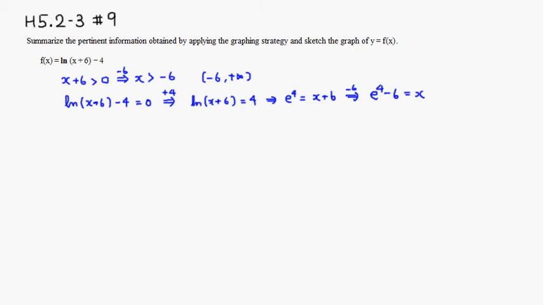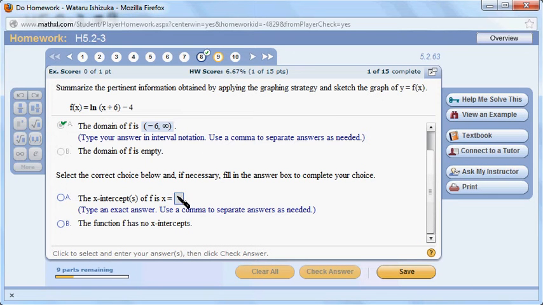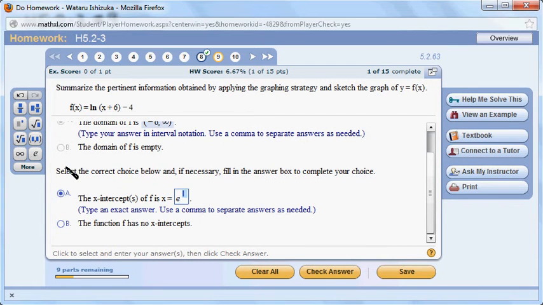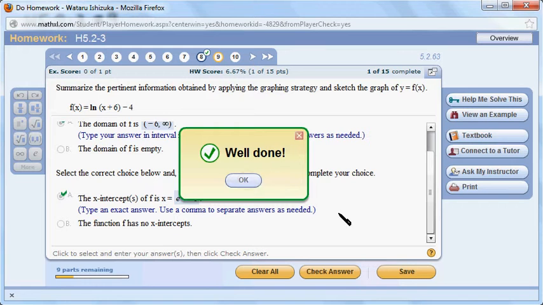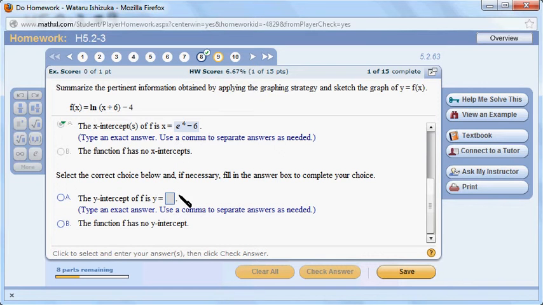So let's type that in. You're going to have e to the 4th minus 6. Check that. Got that.